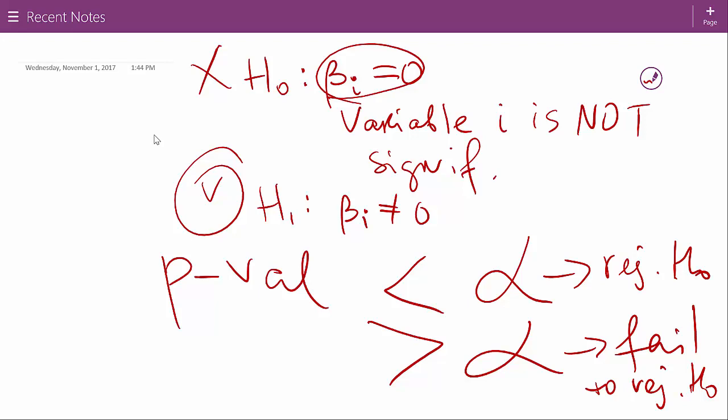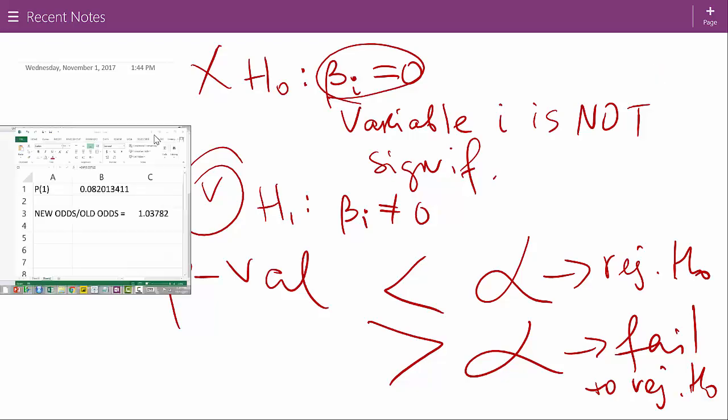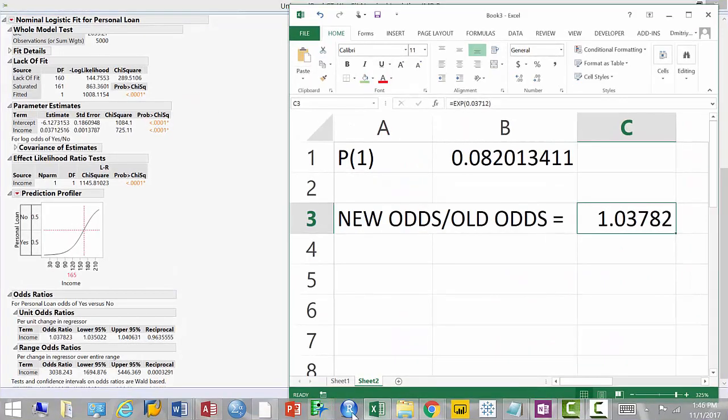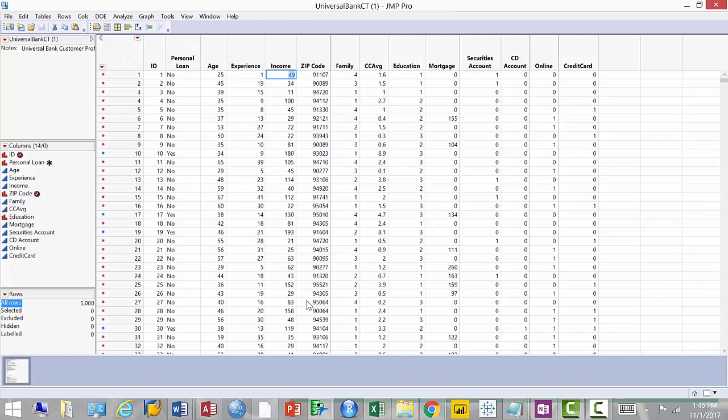In the next class on Friday, we're going to go back to our big fat file in JMP, and we're going to say, well, income is awesome, right? It's great. We just figured out it's significant. But how about the rest of them? Is age important? Is experience important? Family size, average credit card balance, education level. And by the way, we don't know yet how to deal with education level, right?